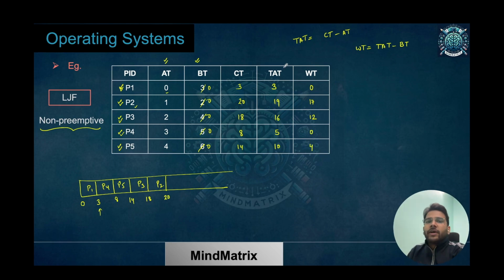So now we can find the average turnaround time and average waiting time as well. Clear? So in this way, we can schedule the processes using longest job first, which is a non-preemptive CPU scheduling algorithm. Clear?